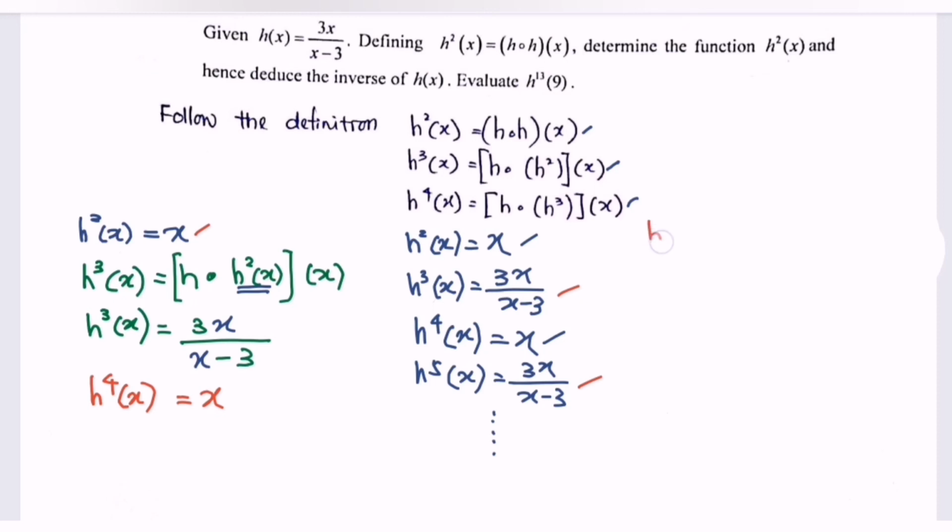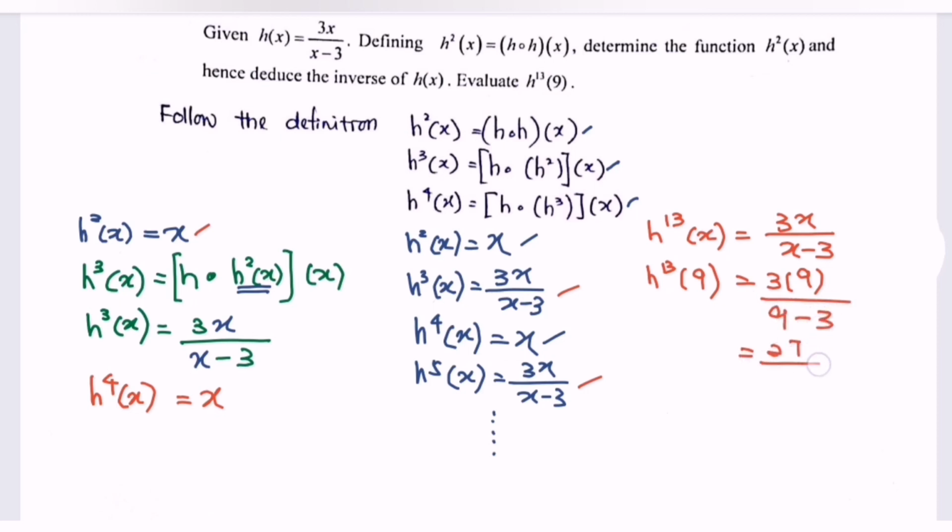So in here, h to the power of 13 of x, refers to the situation, 13 is the odd number, so it will be equals to 3x over x minus 3. So substitute the value 9, h to the power of 13 with the value 9 is equals to 3 multiplied with the 9 over 9 minus with the 3. So we have 27 over 6. If we simplify the situation, we will have h to the power of 13 with the value 9 is equals to 9 over 2, or we can say 4.5. So here we are, and thanks for watching.